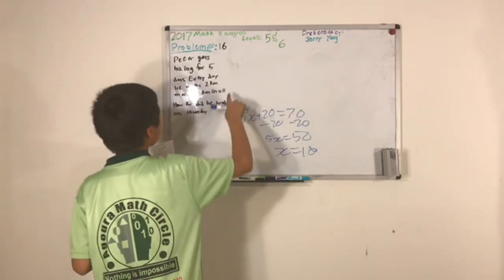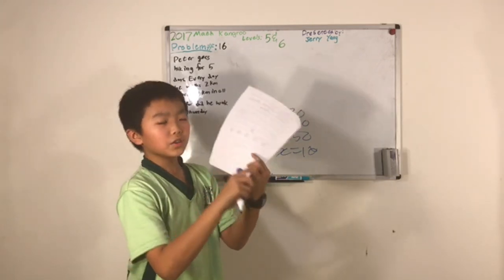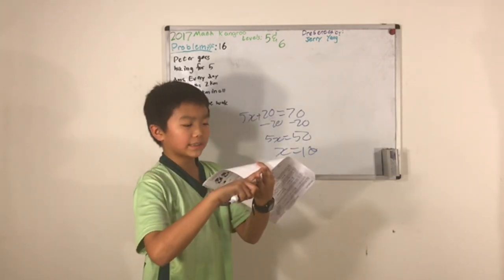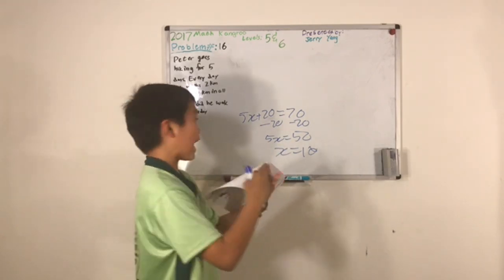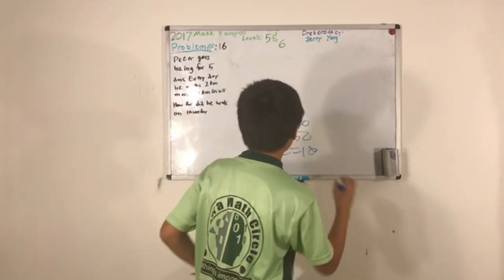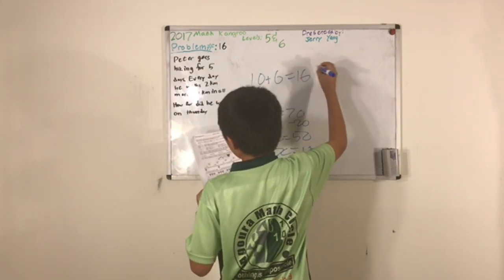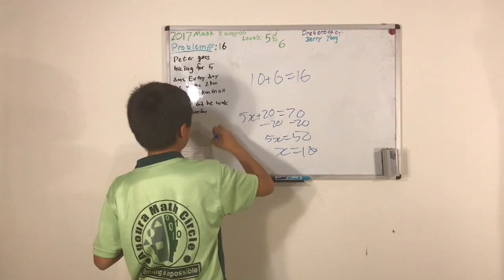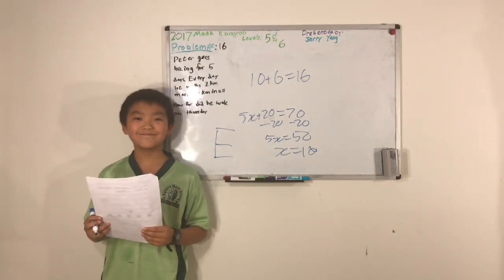Now, since we know that this is Thursday, we have Monday, which is none, Tuesday, Wednesday, and Thursday. So that means he has to add 6 kilometers to 10. So we have 10 plus 6, which equals 16. Therefore, our answer for this problem is E, 16 kilometers.